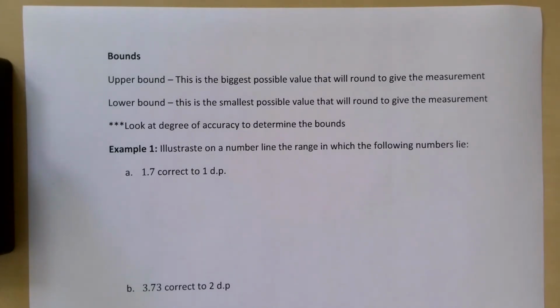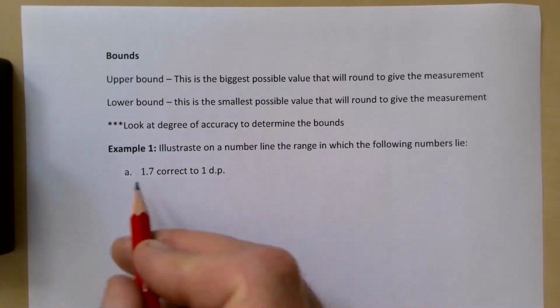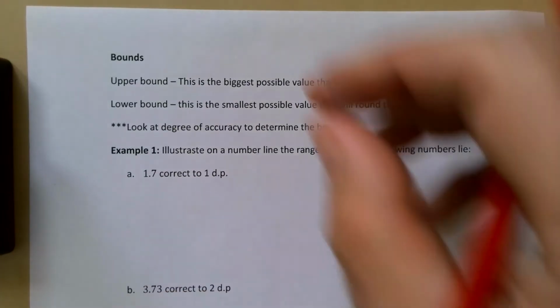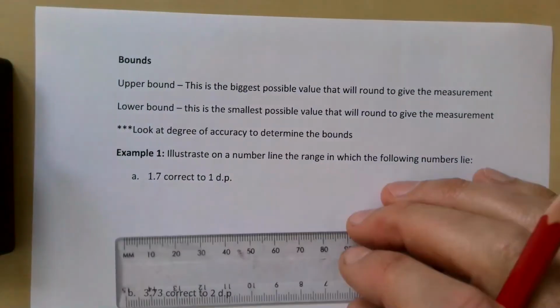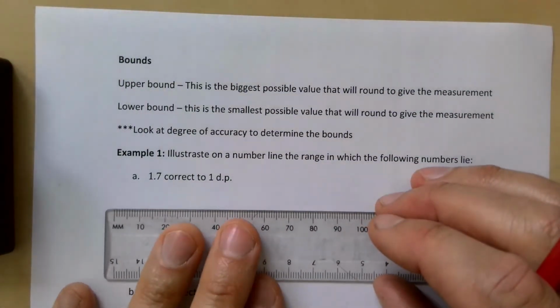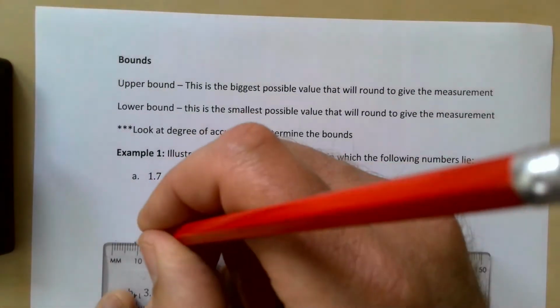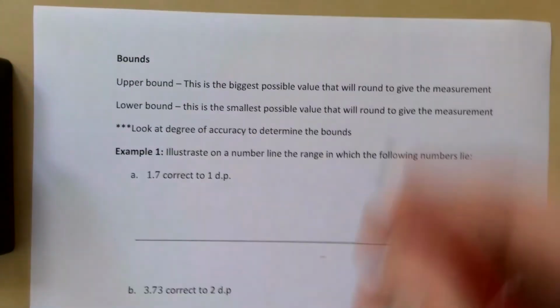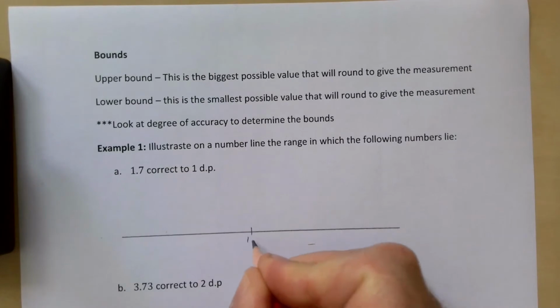So, illustrating on a number line the range in which the following numbers lie. 1.7 has been given to 1 decimal place. So what's the biggest number it could have been, and what's the smallest number it could have been? Let's actually do it. We'll go backwards from the number line and see what we end up with. Our number line is going to be our answer. So we'll stick 1.7 here.